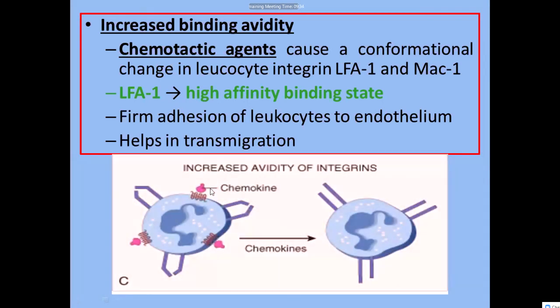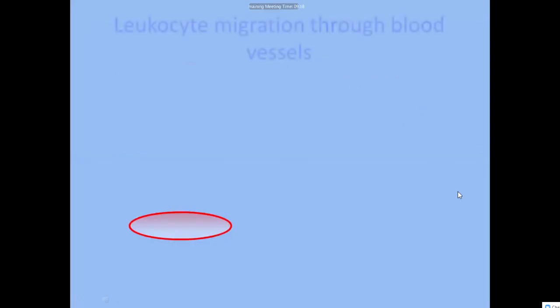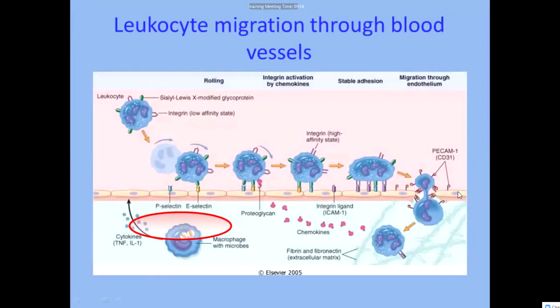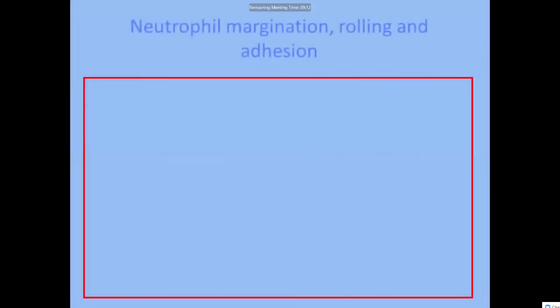And the chemokines released by the microbes or the injurious element which has entered the body will attract increased activity of these integrins, LFA-1 and Mac-1. And so they confront, they start fighting with the enemy. And here is the process of emigration.